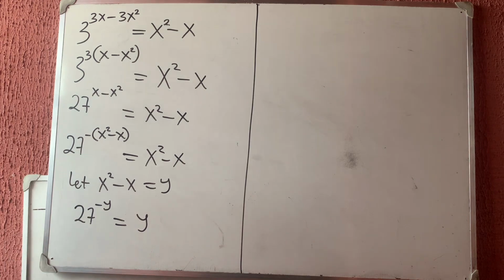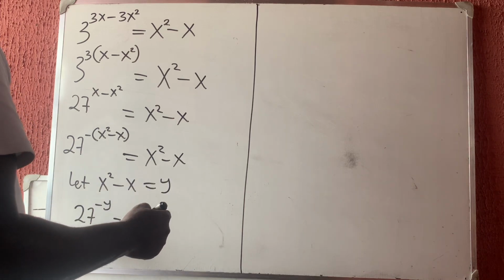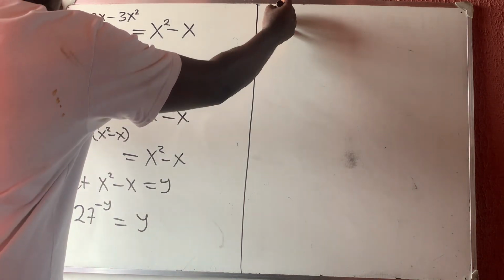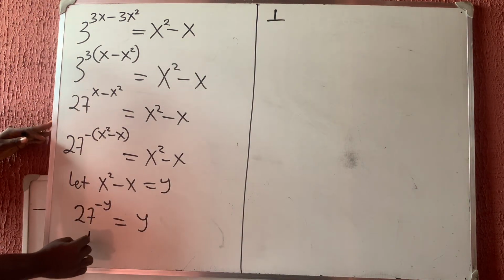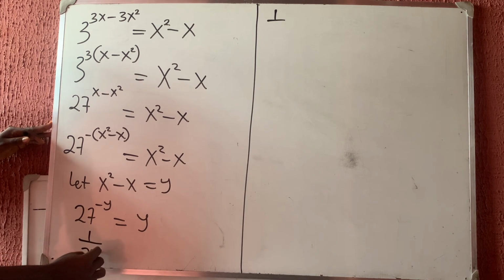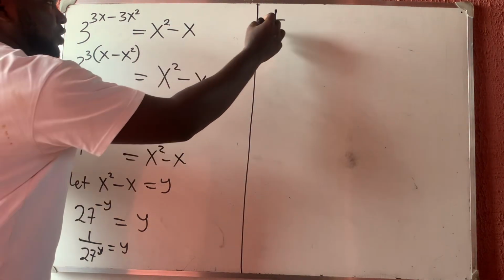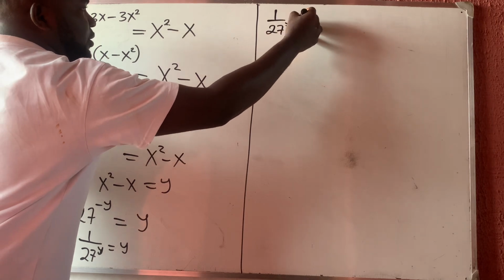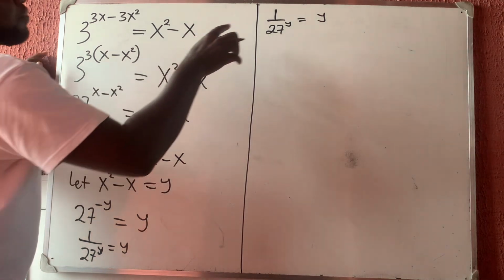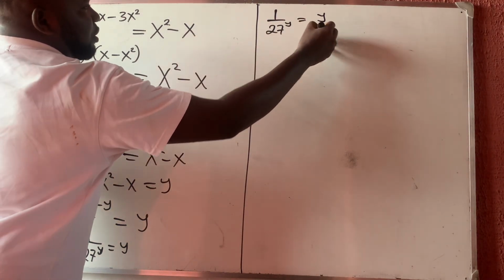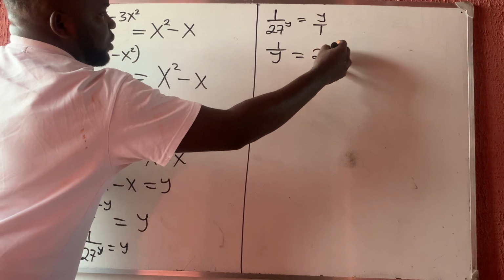Now this is going to be 1 over this. According to indices, to remove the minus is going to be the reciprocal. So this is 1 over 27 raised to power y is equal to y. Now having this, let me cross multiply. If I cross multiply, they can change position. I will have that 1 over y is equal to 27 raised to power y.